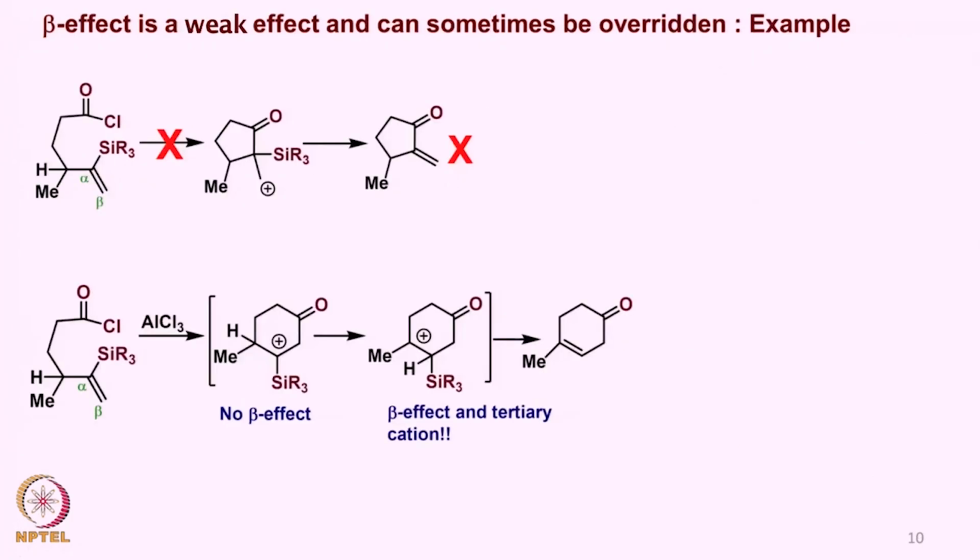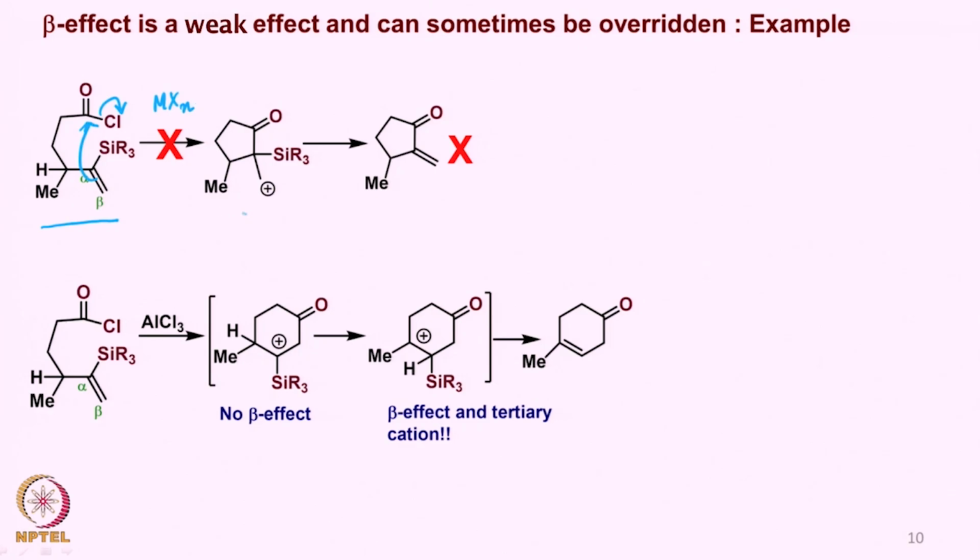Now this kind of beta carbocation effect is also not every time successful. Sometimes it can be overridden because it is a relatively weak effect. For example, if you take a substrate of this kind where we expect that the carbon atom that holds the silicon attaches to the electrophile in the presence of a Lewis acid, then one can expect something like this to happen. Say if you have a MXn as a Lewis acid.